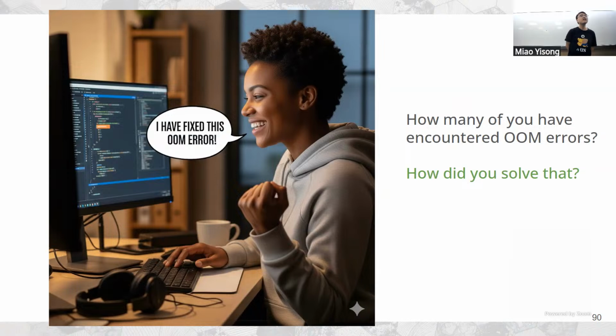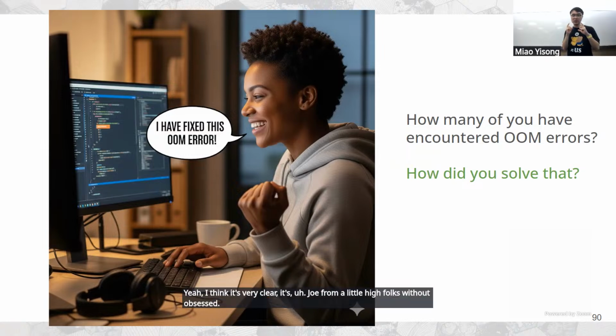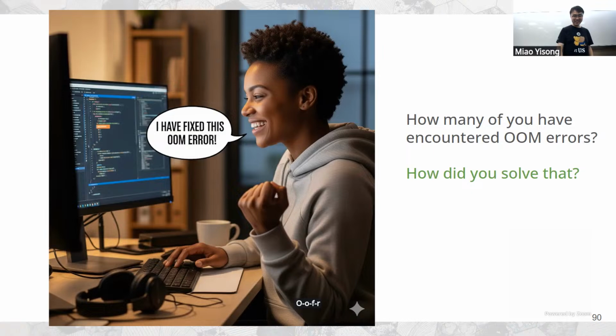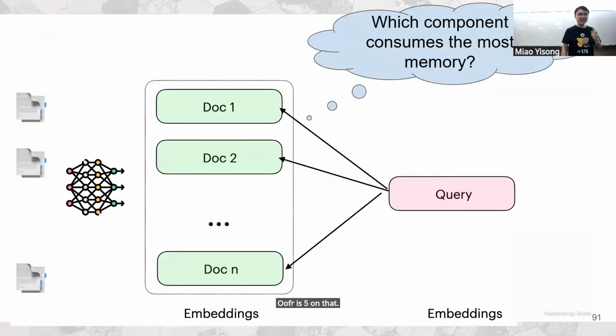A smaller model. A smaller model. More memory. Okay, five more memory. Yeah, I think it's a very clever joke from good old Python that says OOM error is 'five more memory'. Very clever. Okay.